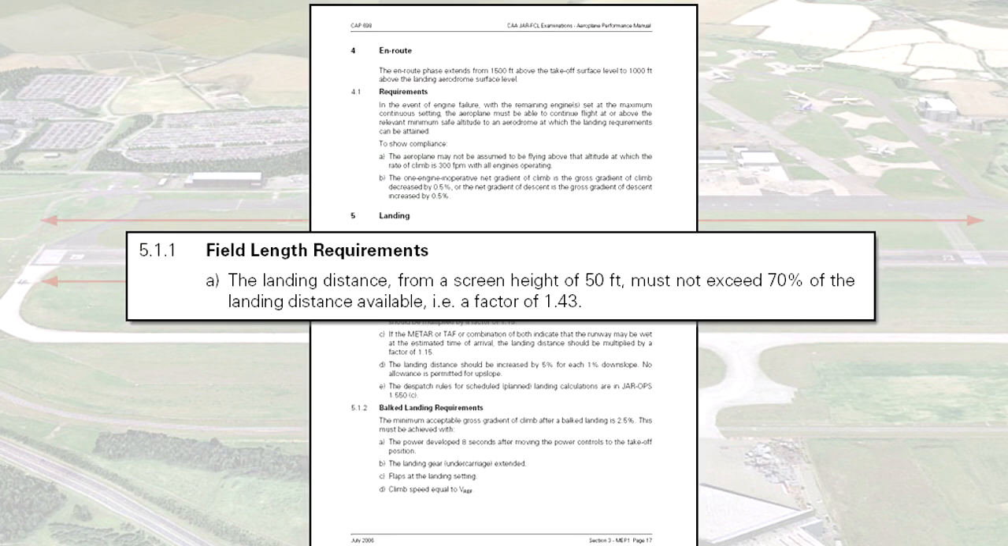Having discussed the regulation requirements detailing the maximum landing distance that must be available at a destination airfield or alternate airfield, we will now examine in detail the regulations governing how the landing distance is calculated given non-standard conditions.